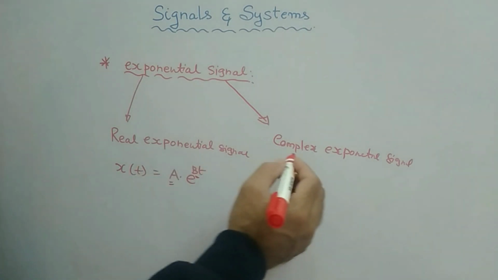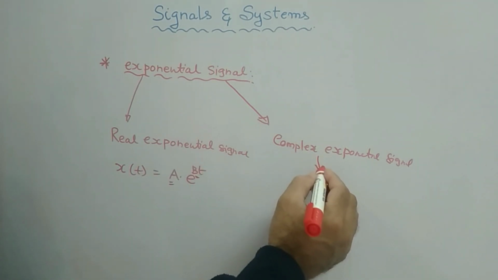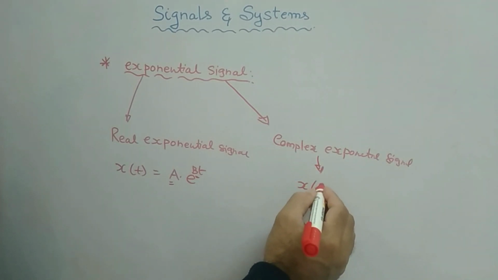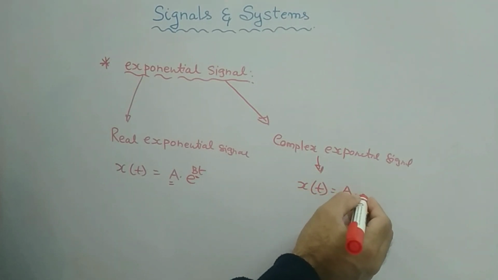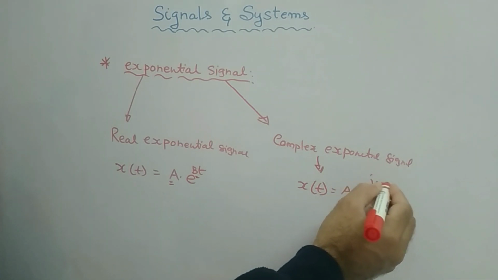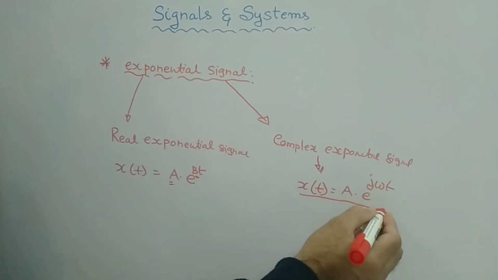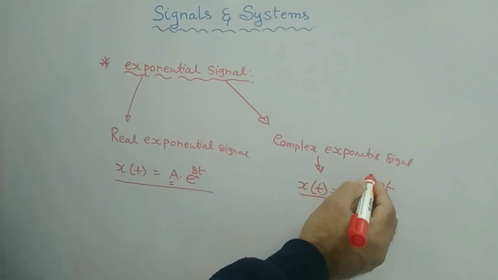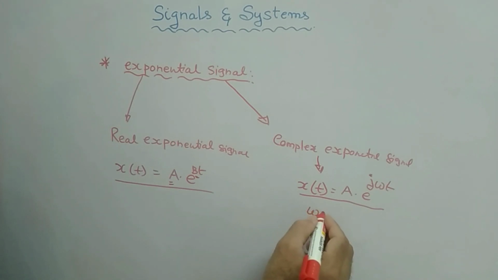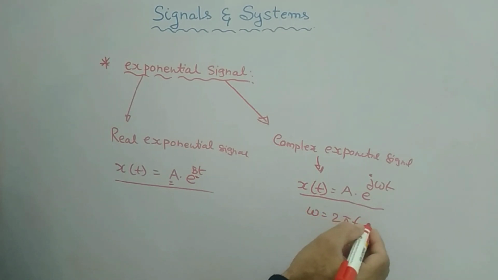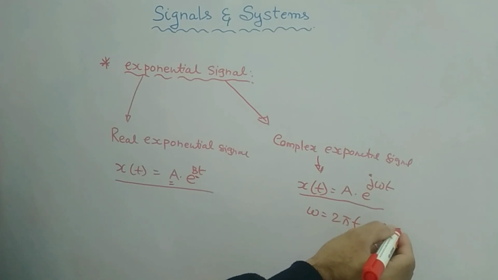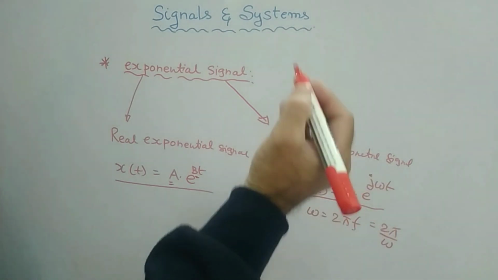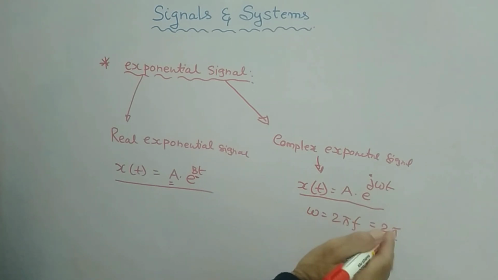Similarly, under the complex exponential you have x of t equal to a times e power j omega t. This is the form of the complex exponential, where omega is the angular frequency, which is 2 pi f, and f is equal to 1 by T, so omega is 2 pi by T.